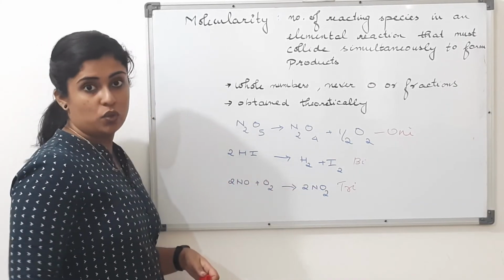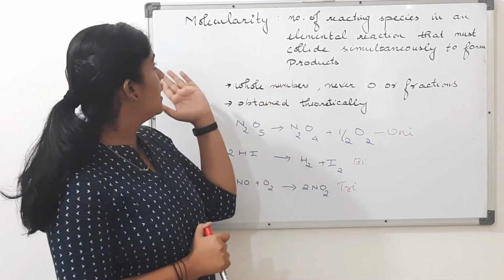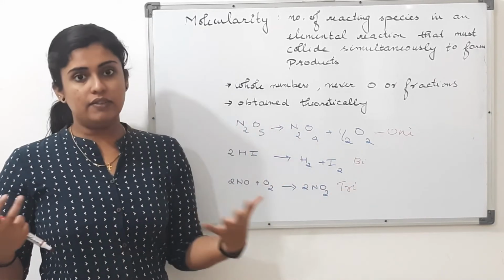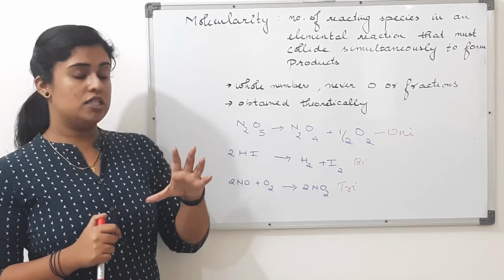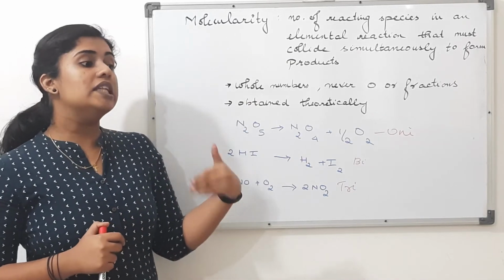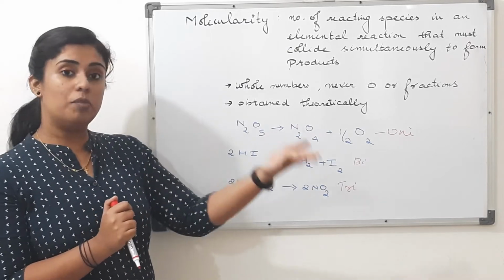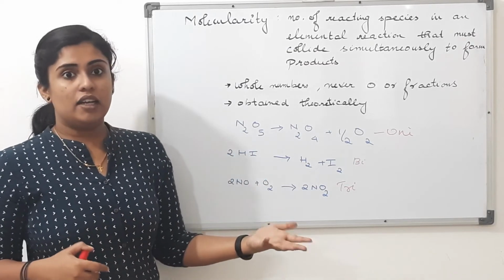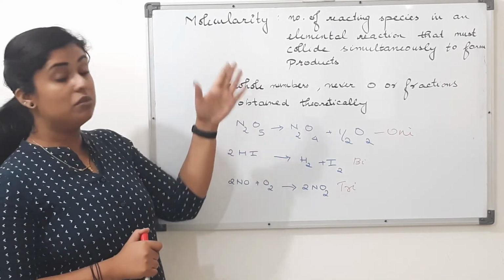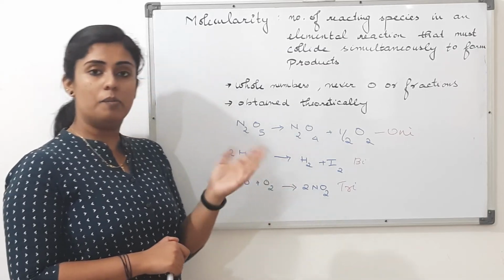because 3 molecules have to collide with each other together to form the NO2 as product. Also, the molecularity cannot be more than 3. 3 itself is less popular. Mostly reactions are either unimolecular or bimolecular, because the probability of more than 3 molecules colliding with each other simultaneously to form product is very low, it's almost impossible. So usually molecularity is either 1 or 2. Reactions are unimolecular or bimolecular.